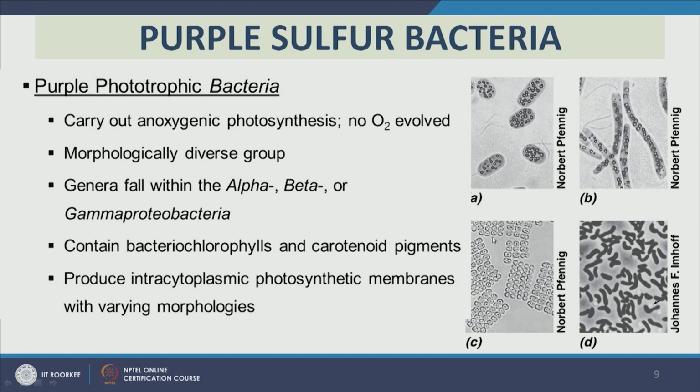They are morphologically very diverse. They generally fall under alpha, beta, gamma proteobacteria. So, all of these come under proteobacteria. These are classes within the phylum proteobacteria, by the way. They contain bacteriochlorophylls and carotenoid pigments. It's these carotenoid pigments that give them these colors, and they produce intracytoplasmic photosynthetic membranes with varying morphologies, and these photosynthetic membranes are where these pigments are and where photosynthesis happens.